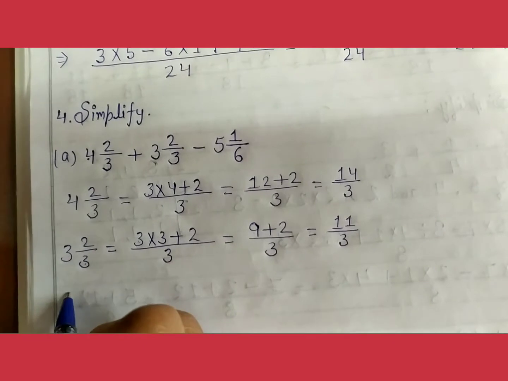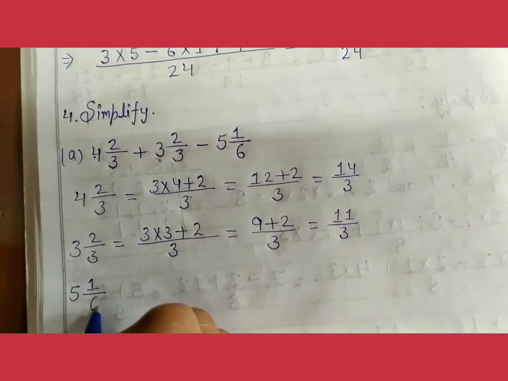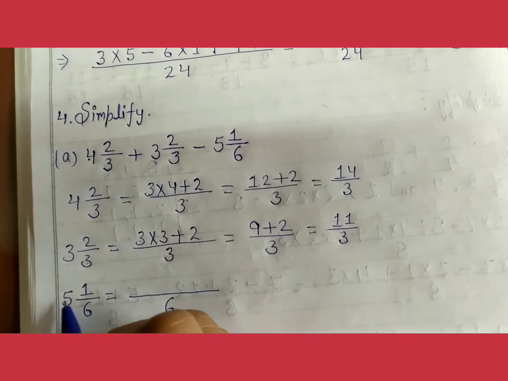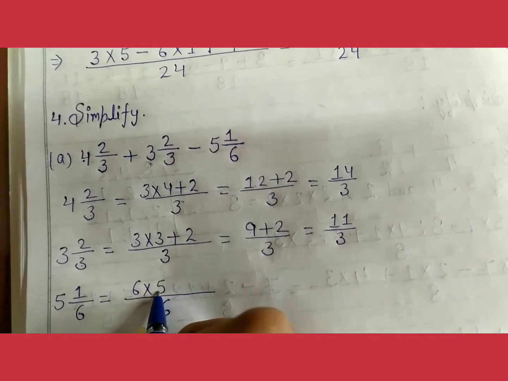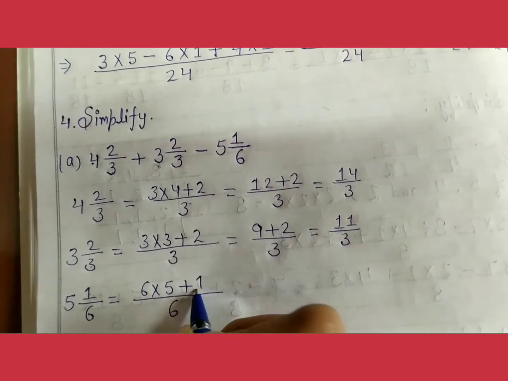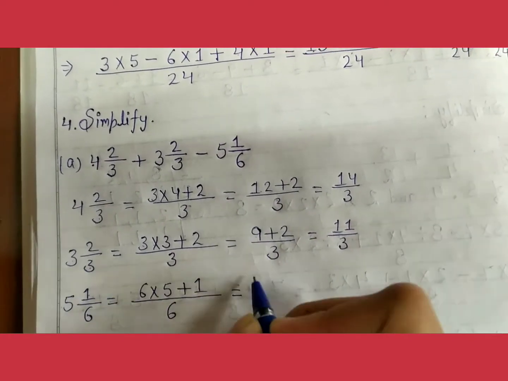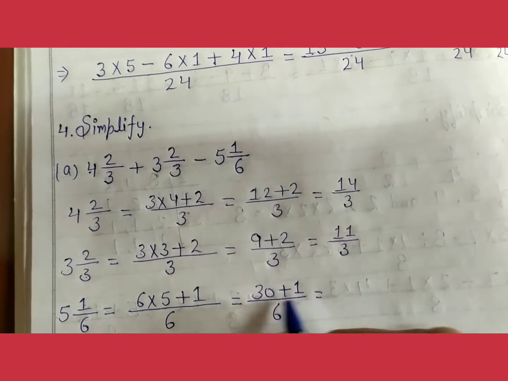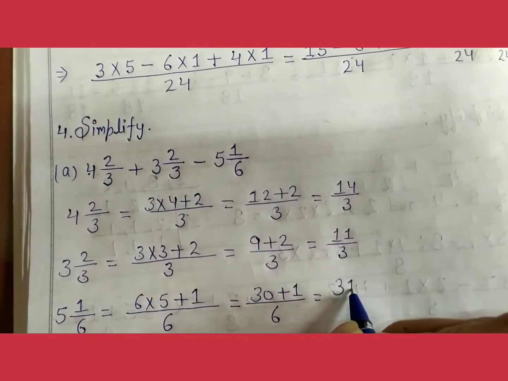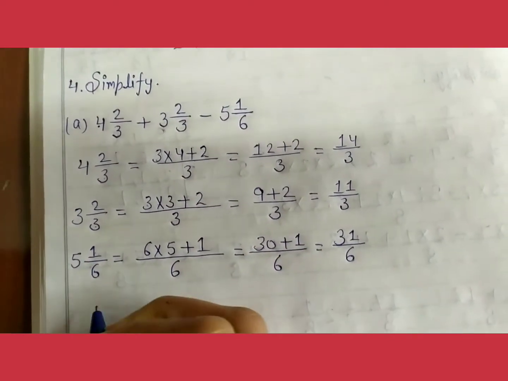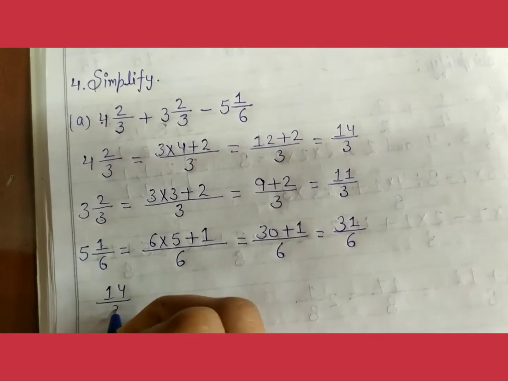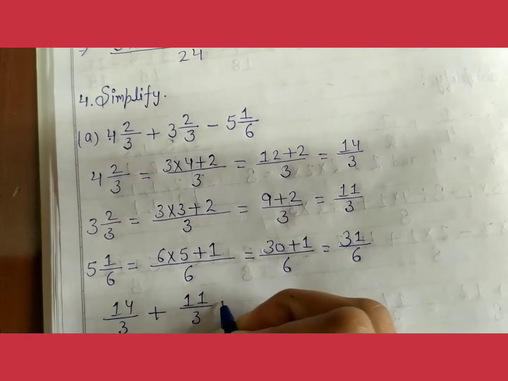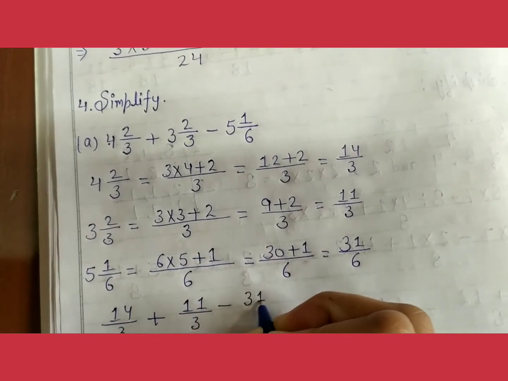Write 5 1/6. 6 as it is in the denominator. In the numerator, 6 multiply 5 plus 1 equal to 6 multiply 5, 30 plus 1, upon 6. 30 plus 1, 31 upon 6. That is 14/3 plus 11/3 minus 31/6.